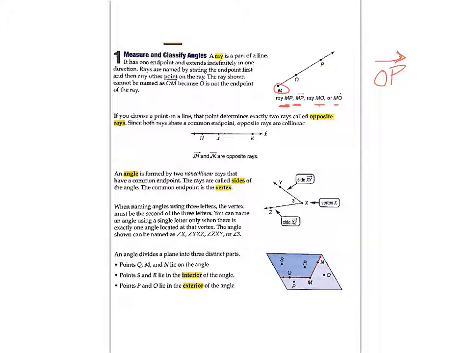So when we talk about the interior of an angle, we're talking about points that are inside of it. So if I'm taking this as my angle here, NMP, S and R are on the interior. Now, not Q. Q lies on the angle. The exterior would be points outside, so P and O are on the outside or exterior.